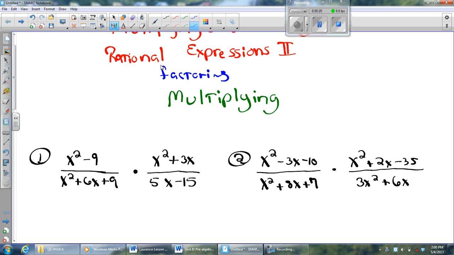I'm only going to do 4 problems, 2 multiplication and 2 division problems. We're getting lots of practice. I would expect some kind of quiz near the end of the week.